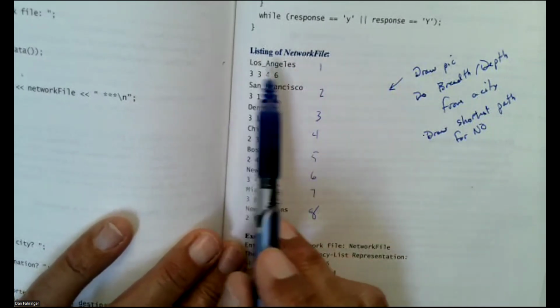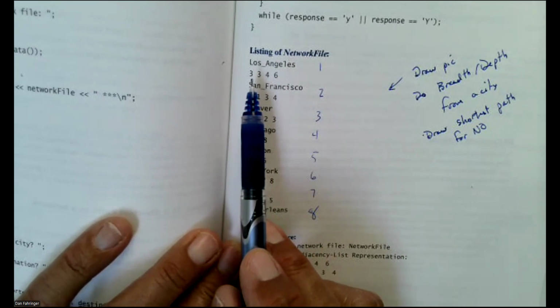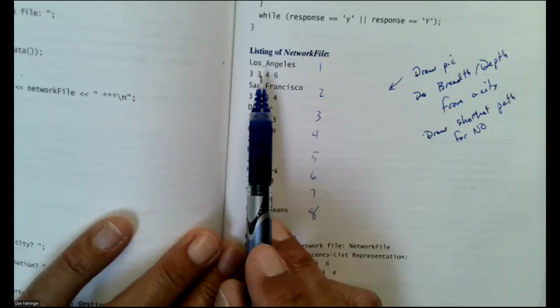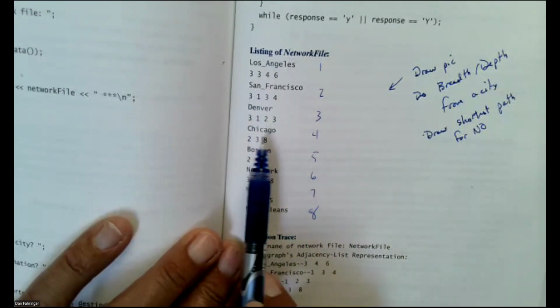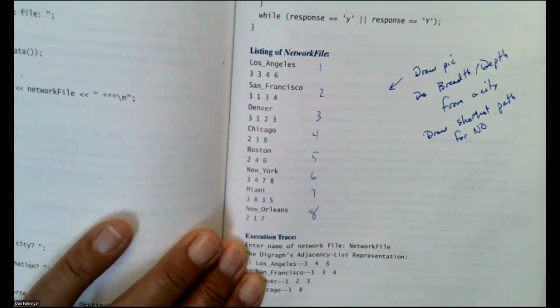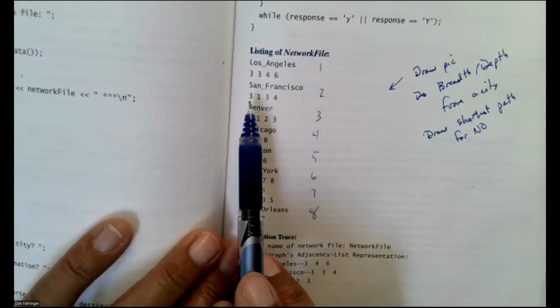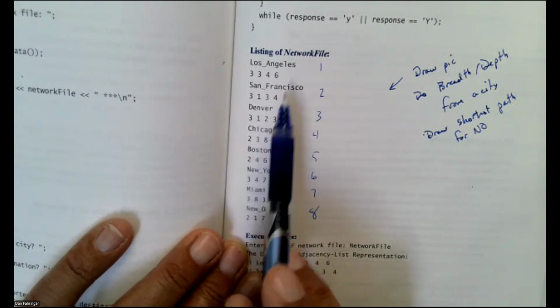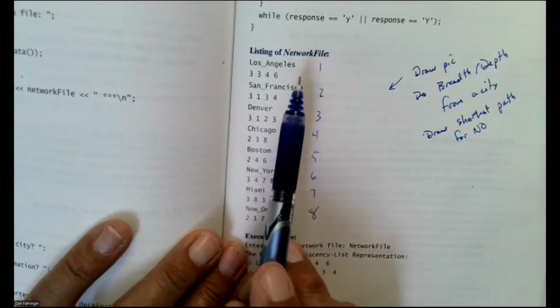Well, the first city is Los Angeles. Los Angeles connects to three cities. Number three, which is Denver. Number four, which is Chicago. And number six, which is New York. City number two is San Francisco. It connects to three cities, one, three, and four. So I put the numbers in there so we got it. And on and on.